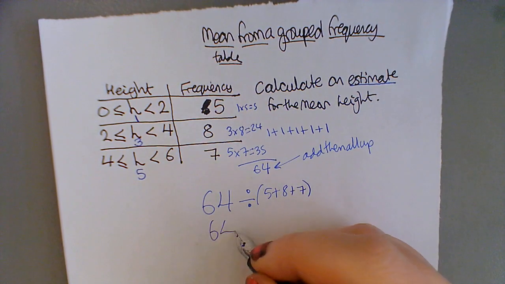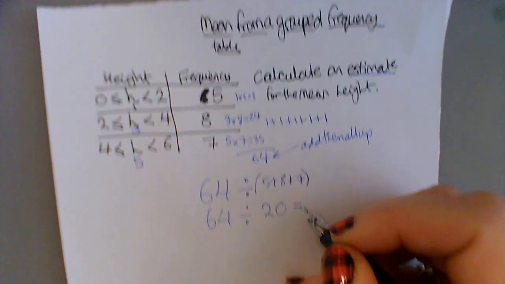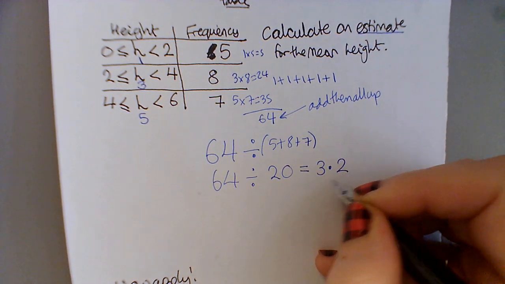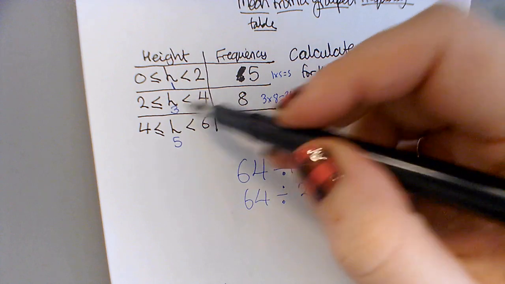frequency. So that's 64 divided by 20, which you can work out to be 3.2. That's your answer for an estimate. You can and will get decimals for this. Then I just do a little sense check. I go back. Is 3.2 between 0 and 6? About halfway. Yeah, that looks about right.